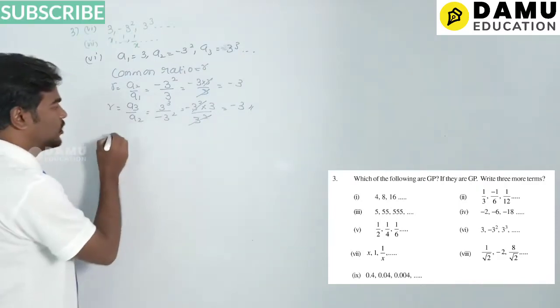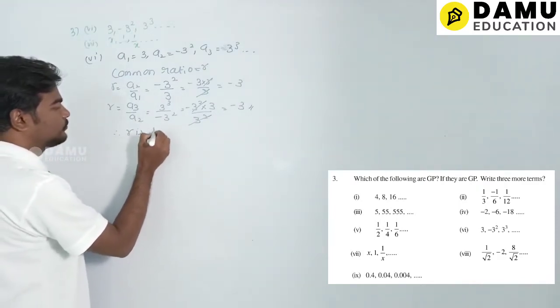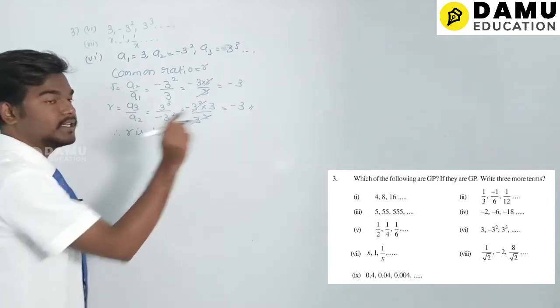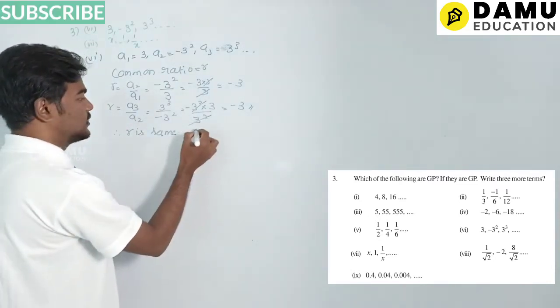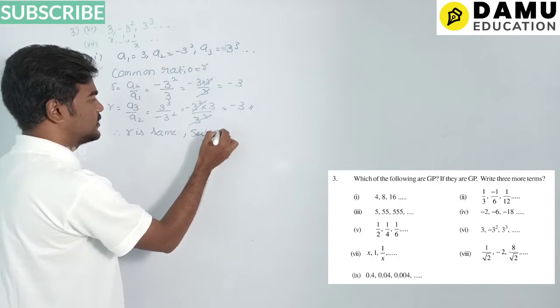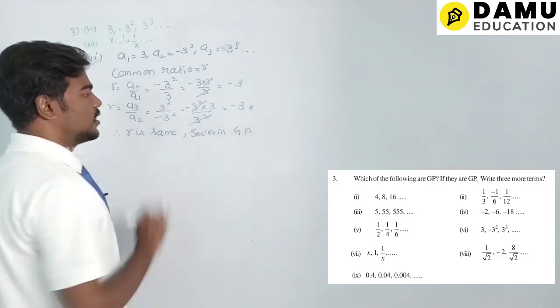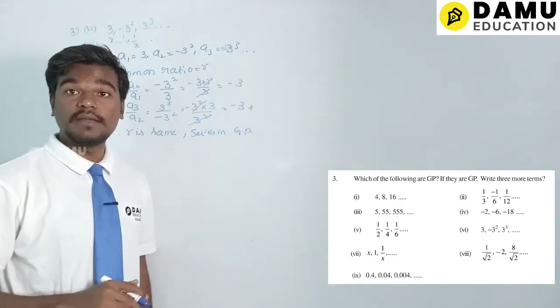Now what you can say here is R is the same. That is, the common ratio is the same for all the terms. So the series is in GP. Now we have to calculate three more terms.